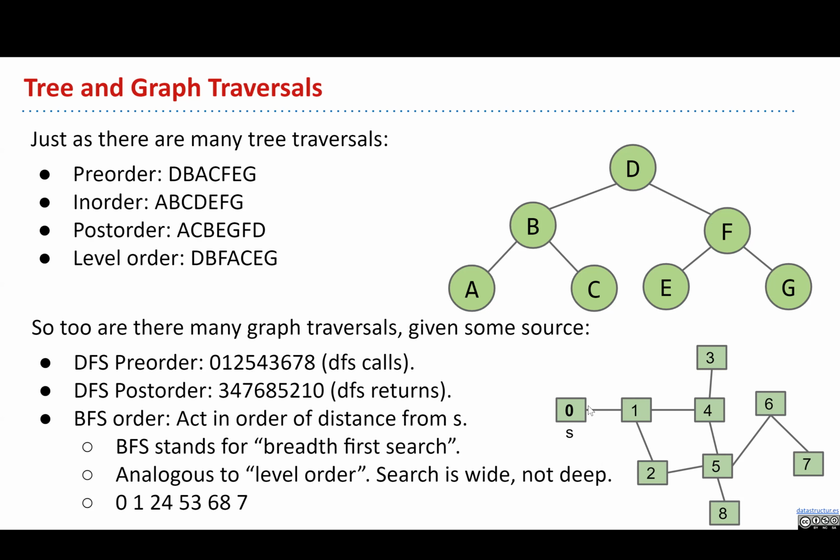So what are the vertices that are 2 away from the source in this graph? 2 and 4, I heard. Yeah, these are the ones that are 2 away. What are 3 away from the source? 3 and 5, right? And then 6 and 8, and then 7. Okay, so that would be an example of a breadth first order. We're going outwards from the source.